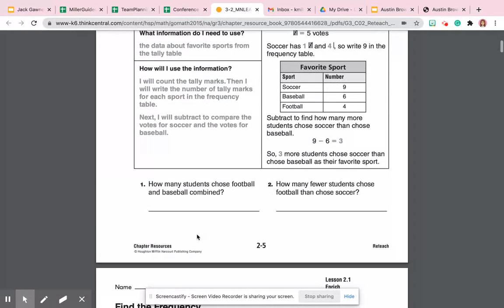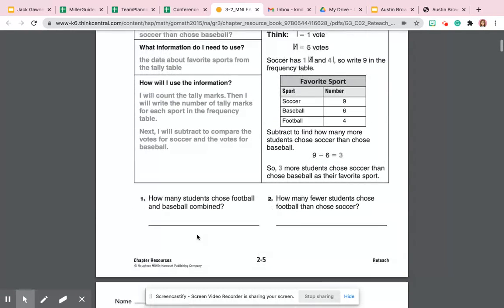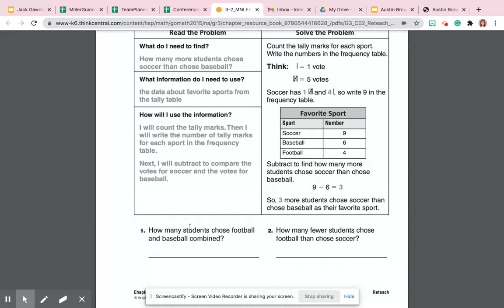Now, if we go down here, there are some questions it wants us to answer. How many students chose football and baseball combined? So here I see this important word, combined. Combined tells me that I'm going to add the 2 numbers together. So we are going to look at the frequency table for the football number, and we're going to look at the frequency table for the baseball number.